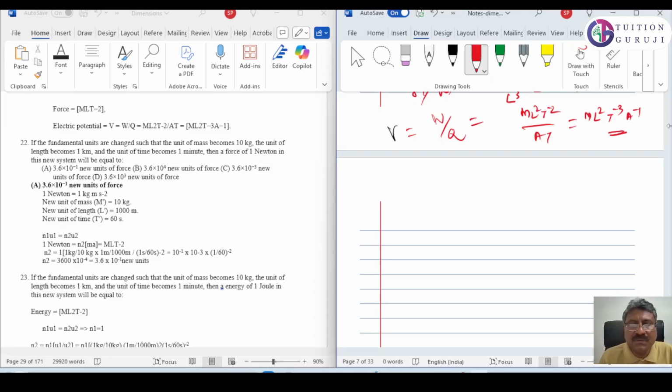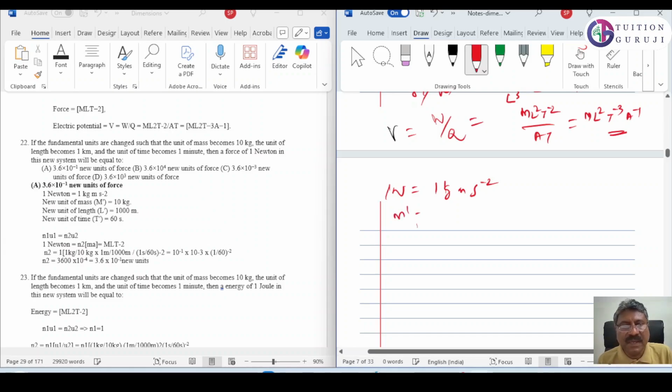So we know that 1 Newton is equal to 1 kilogram meter per second square, because force is equal to mass into acceleration. Acceleration is m s raised to minus 2 and force is kilogram meter per second square. So the new unit M dash is equal to 10 kg. Then length L dash is 1 kilometer, which is 1000 meter. Then t dash is 1 minute, 60 seconds.